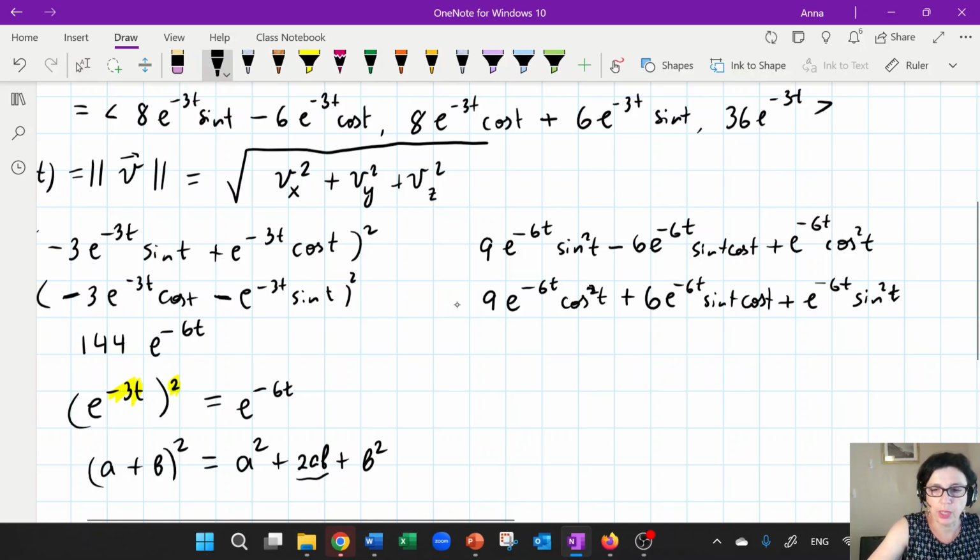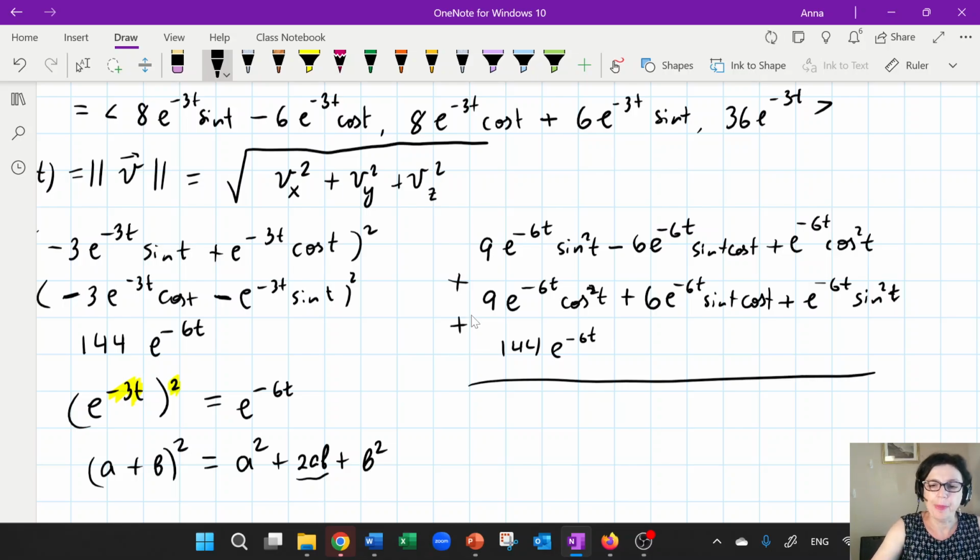Now let's take a look. The last term is still 144 e to the negative 6t. So we add all of this up, and that's what we will get under the root. But look what happens. If you look at these two terms, they share 9 e to the negative 6t, so you can pull that out. This is the greatest common factor. And guess what you will get? You get sine squared plus cosine squared, which everybody knows is 1.